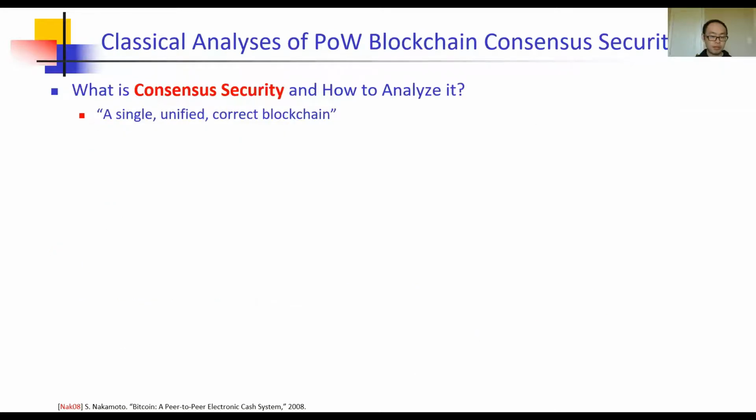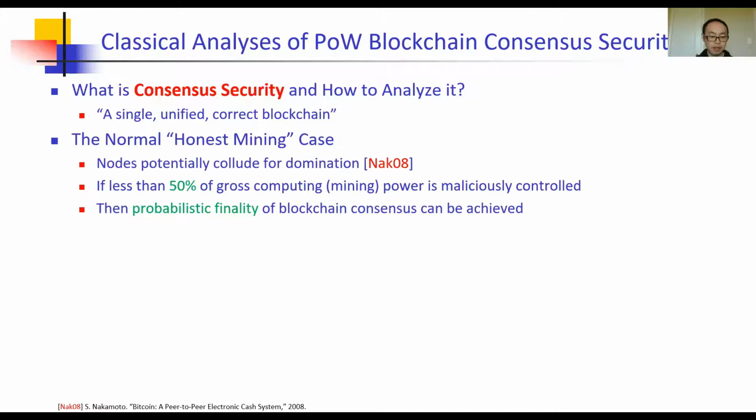And with the above consensus protocol, what is consensus security? As we mentioned, the goal of consensus in blockchain is to let the decentralized network agree on a single, unified, and correct blockchain. And it should be secure against certain malicious players. In the honest mining case, which is briefly analyzed in Nakamoto's Bitcoin white paper, the nodes can potentially collude to dominate the generation of new blocks, which can be achieved only if the malicious party controls more than half of the total computing power because of the proof-of-work process.